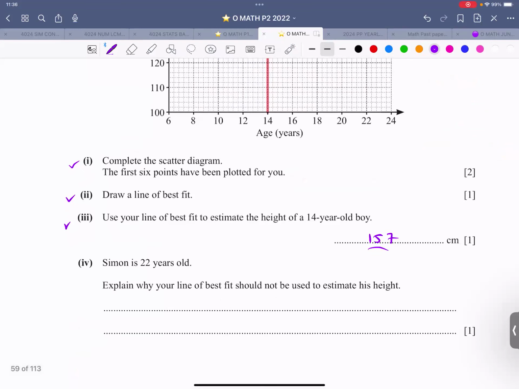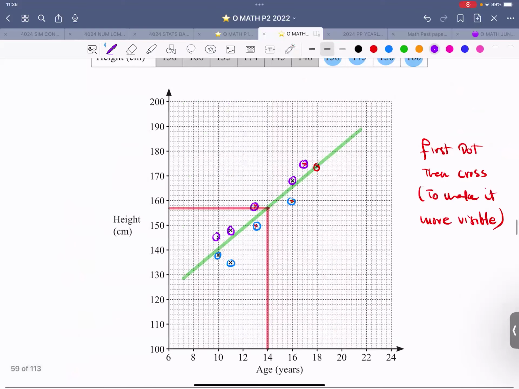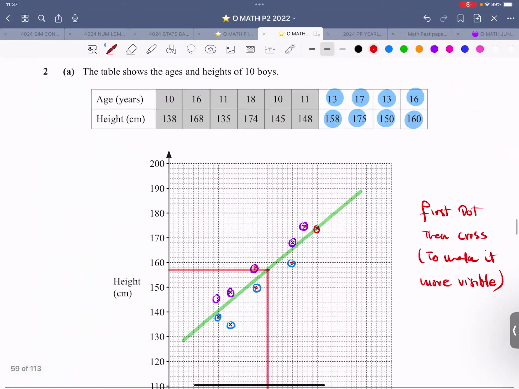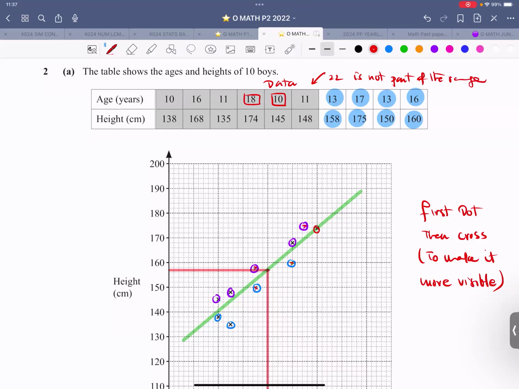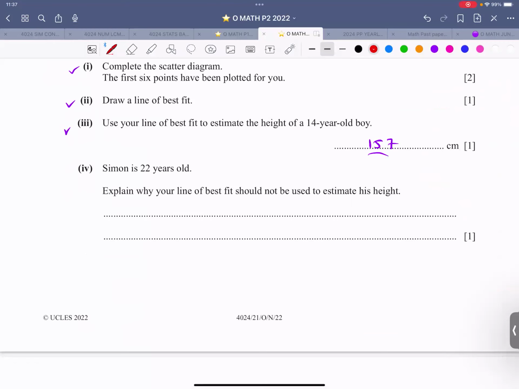Simon is 22 years old. Why should your line of best fit not be used to estimate his height? First of all, in the data given to us, the lowest age is, I think, 10, and the highest age is 18. So 22 is not part of the range. This is called extrapolation. You are going outside of the range. That's not recommended. So explain why a line of best fit should not be used, because 22 is not part of the range. That is why we should not use it.